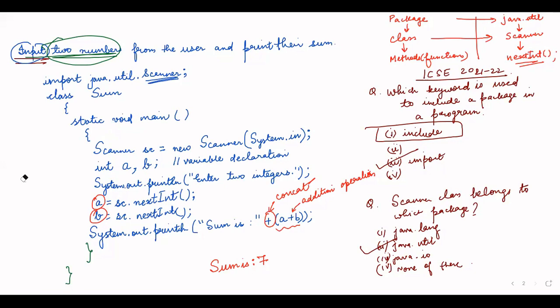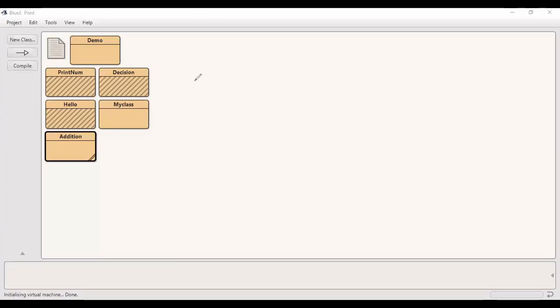Okay. So the same program I will run in the BlueJ software. And also I will explain how to input decimal numbers and characters and strings. Strings ka matlab words or sentences. Right now, I'm taking you to my BlueJ environment. So right now, you must be able to see my BlueJ screen.